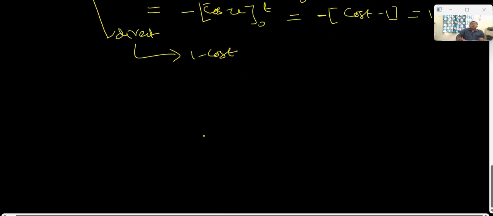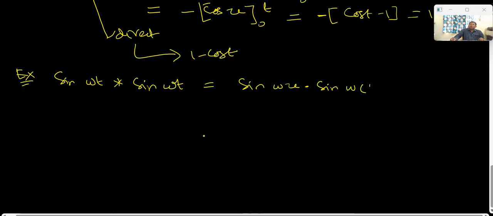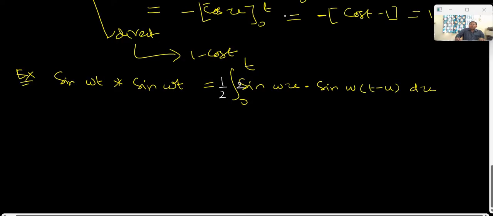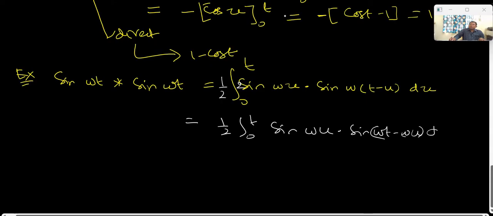Now coming to some important examples of convolution. Suppose I ask one more example: sine omega t convolution sine omega t, right? How to solve it? So this is equal to integral 0 to t of sine omega u, second sine omega t minus u, du. So you can make it 2 sine a sine b; you multiply a half here, you multiply a 2 here. So this is equal to 1 by 2 integral 0 to t sine omega u into sine omega t minus omega u du.